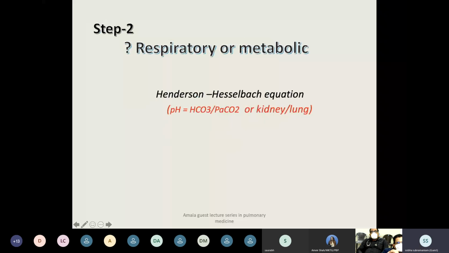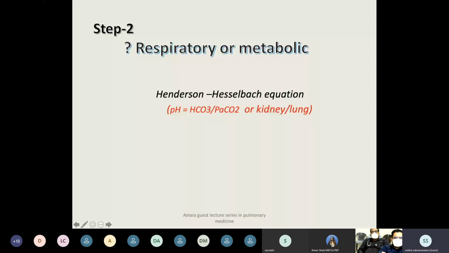Is it respiratory or is it metabolic? And remember the Henderson-Hasselbalch equation. I have modified it as kidney by lungs. So kidney is bicarb and lungs is PaCO2. So pH is equal to bicarb by PaCO2. So reduced pH, that is acidosis, can occur when the denominator goes up. So respiratory, PaCO2 goes up, you can have acidosis. Also when the HCO3 comes down, for example, metabolic. So pH lowering, acidosis can occur due to PaCO2 increase or bicarb decrease.